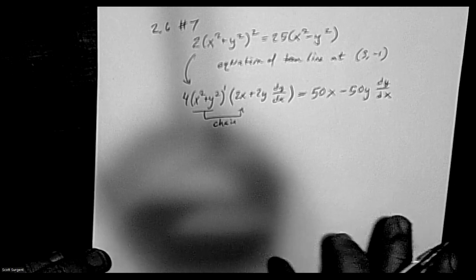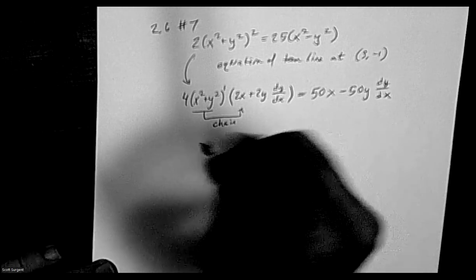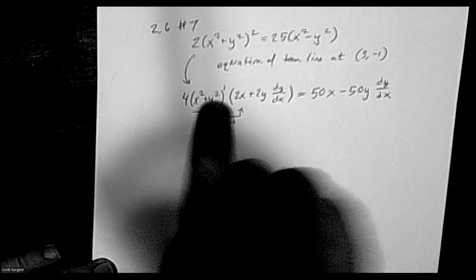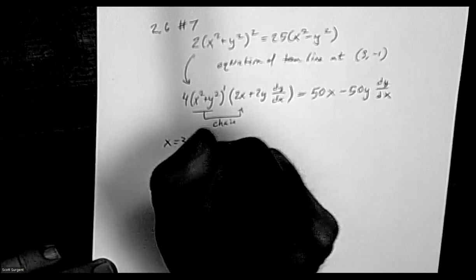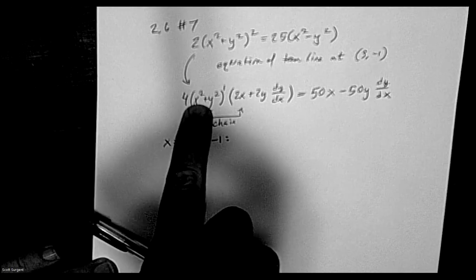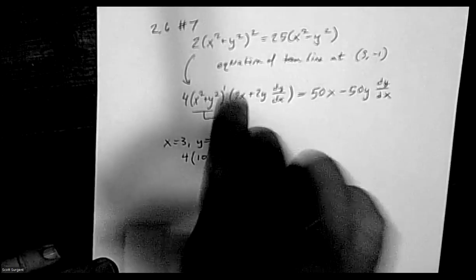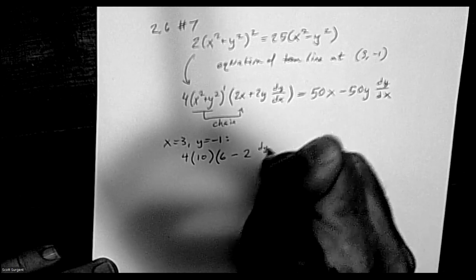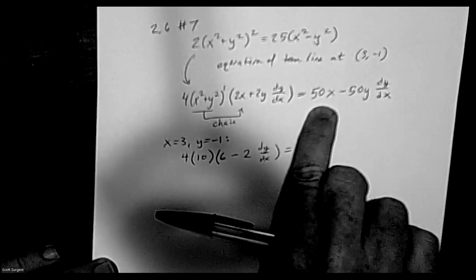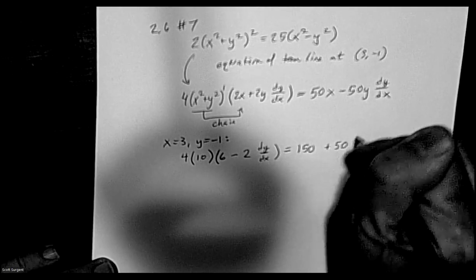Okay. So far, it's looking pretty nasty. Now, normally you would isolate dy/dx, but that's a lot of algebra to hit. What I'm going to suggest you do in this problem is immediately plug in the values. Plug in 3 for x, plug in -1 for y. It's going to make the problem a lot nicer. 3 squared is 9, -1 squared is 1, so you're going to get 10. Here you're going to get 6, take away 2, and then of course dy/dx. Here you're going to get 3, so 150. Now the negative and the negative make plus 50 dy/dx.